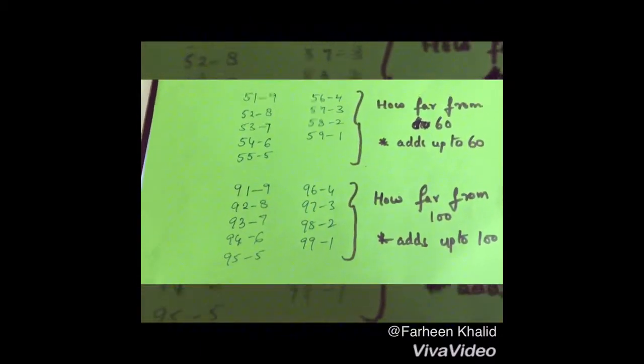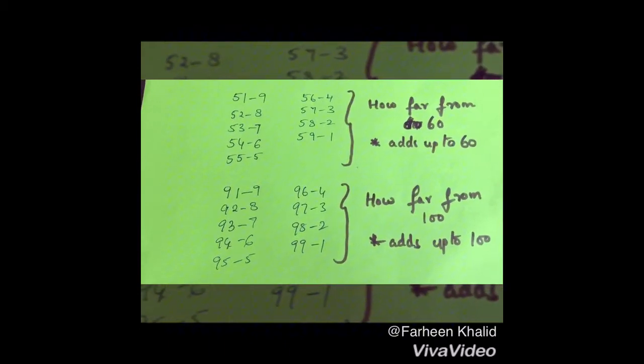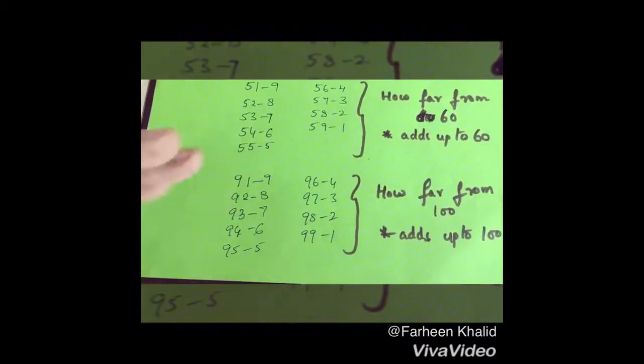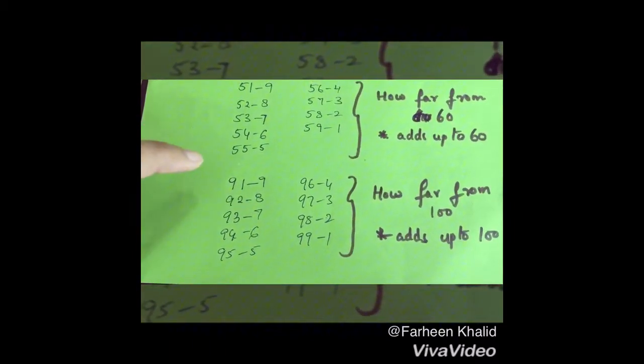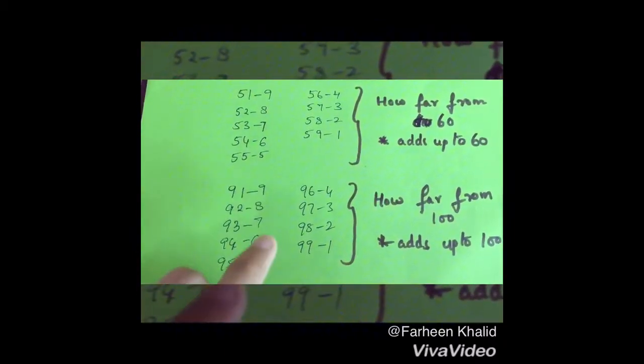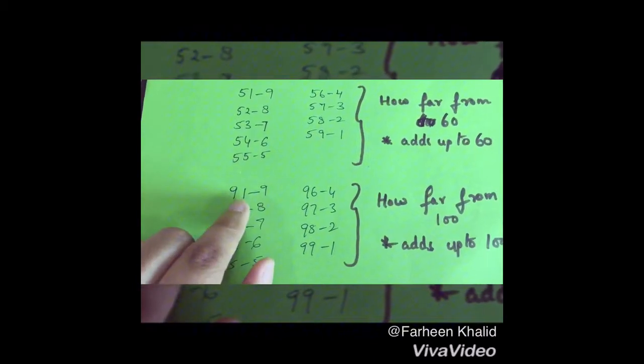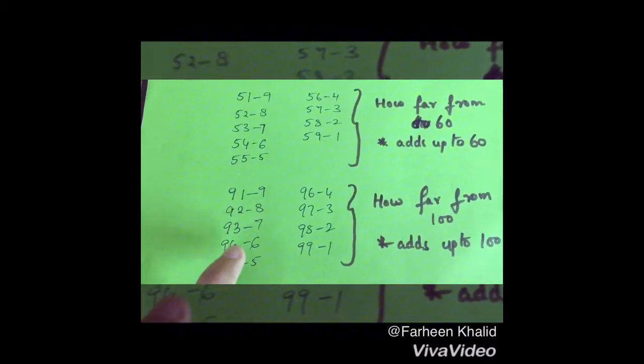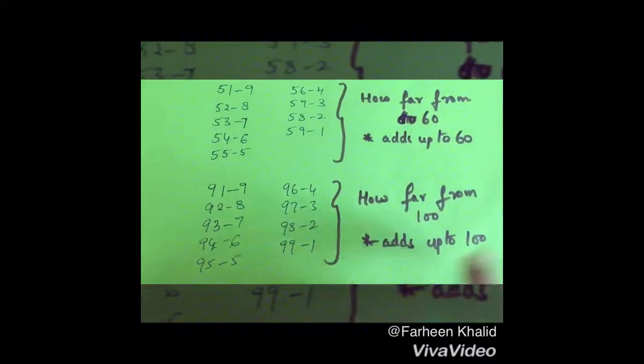Now when we come to 100, in the case of 100 there are 2 to 3 cases. The first case is when you are looking at numbers from 90 to 100. From 90 to 100 the theory is the same as what you just did. 91 is 9, 92 is 8, 93 is 7. So it's just like 4 6, 3 7, 2 8, 1 9, and they have to add up to 100.